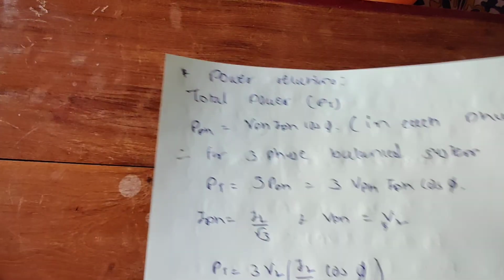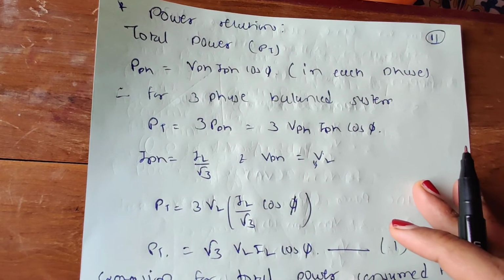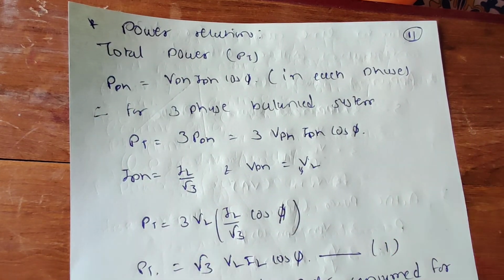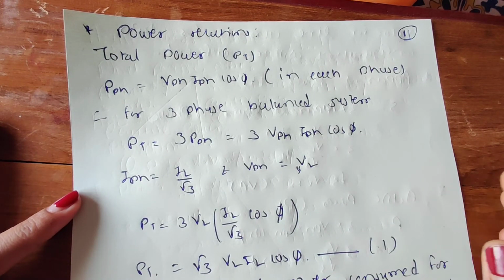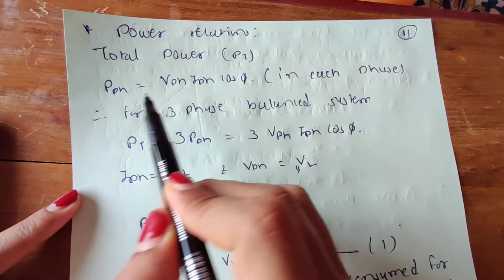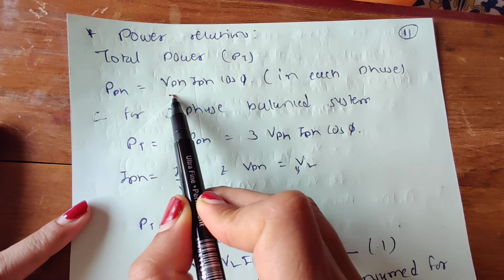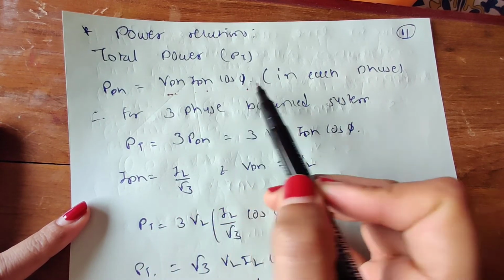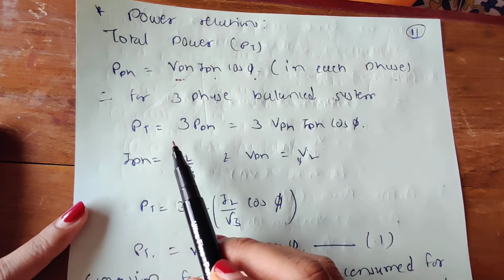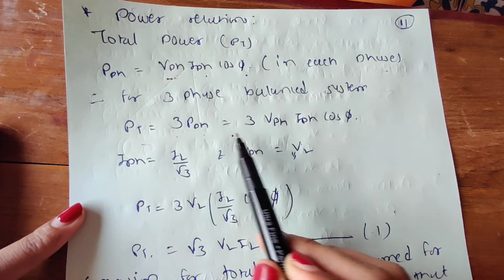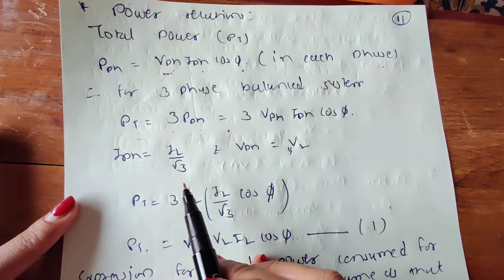Now, after considering that, consider the power relation in a delta connected load. Same as in a star connected load, to consider the total power PT, one has to consider the power in each phase. So power per phase, I can write, is PPH equals VPH, IPH, cos of phi in each phase. For a 3-phase balanced system, I need to consider 3 of PPH, so I can rewrite the equation this way.